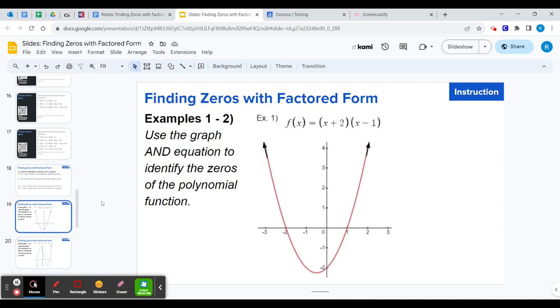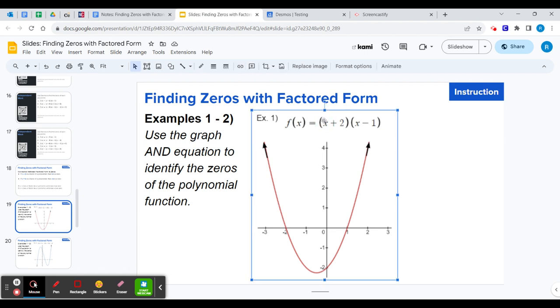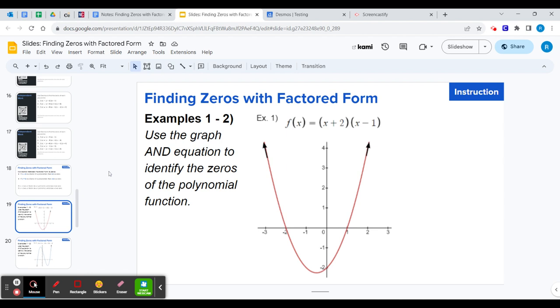So for examples 1 and 2, we have our instructions written on our note sheet. You have the example function and graph on your note sheet. No need to write anything down yet. We're going to use the graph and the equation to identify the zeros of the polynomial function. We still want to work off that connection. So if we use the graph, we can see that we have a 0 here at -2. We also have a 0 here at 1. This is where we cross our x-axis.